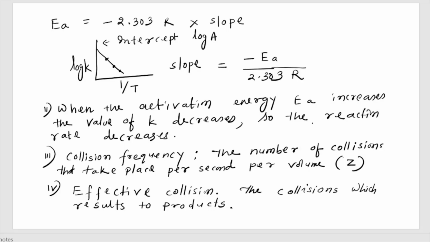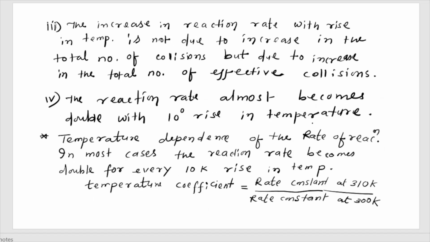When the rate increases with the rise of temperature, it is not due to the total number of collisions but due to effective collisions, because the total number of collisions is not responsible for the rate. The molecules which give the product undergo effective collisions, and as the effective collision number becomes more and more, the rate of reaction increases. So remember, effective collision is very important.